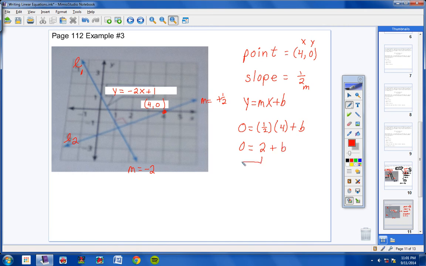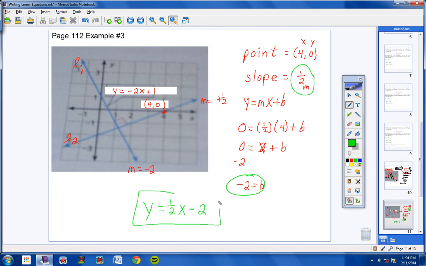Now, take your 2, bring it over, and it becomes a negative 2. So your 2 is gone, and you have a negative 2 here. 0 minus 2 is negative 2, equals b. So students, please look. You have your m, you have your b, so write your linear equation. y equals, next comes your slope, 1/2, x, and then next comes your b, or your y-intercept.